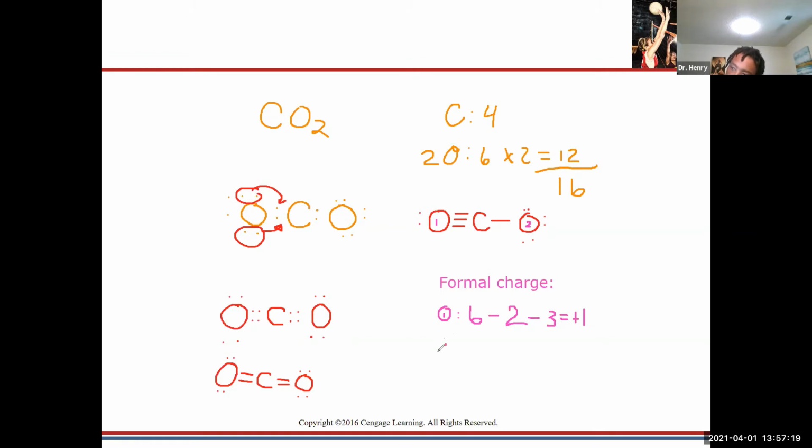Okay. Carbon. How many valence electrons does carbon have? 4. Carbon has 4 valence electrons. How many lone pair electrons? 0. And then how many bonds? 4. Okay, so that's beautiful. Nice 0 number, right?